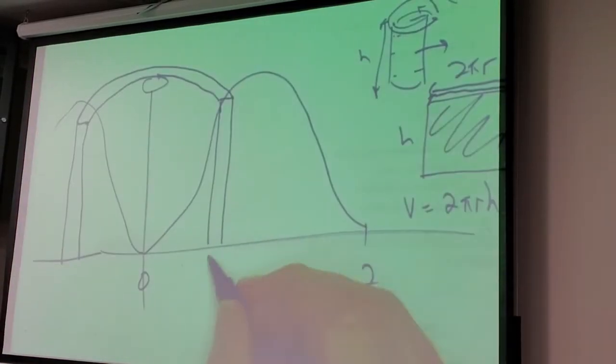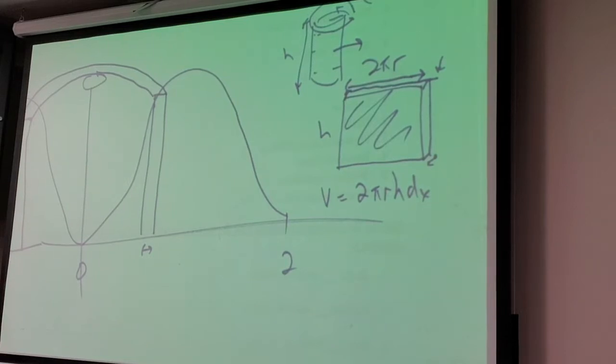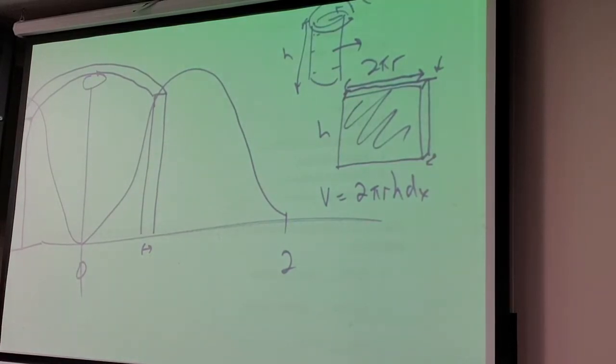The thickness is related to this. Delta x. In this case, this is drawn like delta x, but I'm going to let that go to infinitesimally skinny, right?